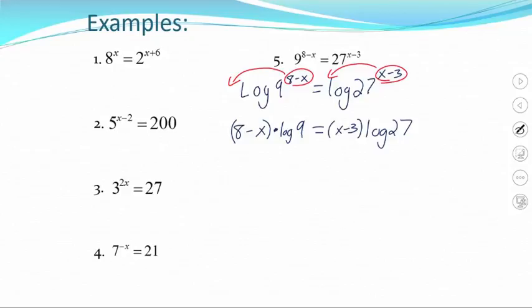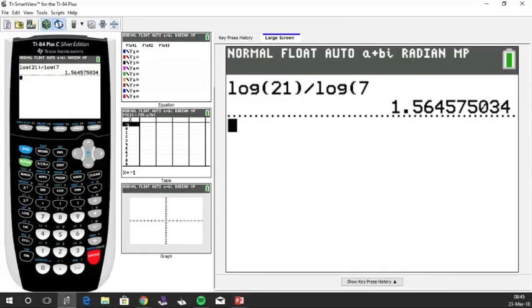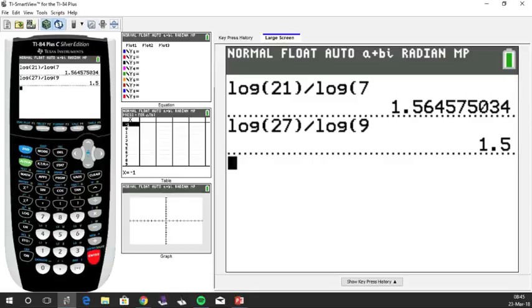So at this point I want to merge my logs together, so notice I'm multiplying them on both sides. If I want to move, let's say log 9, I'm going to divide, since dividing is the opposite of multiplying by log 9. And that's what's going on here. So we'll just have 8 minus x on the left, and now let the calculator do log 27, close parentheses, divided by log 9. And we get 1.5.